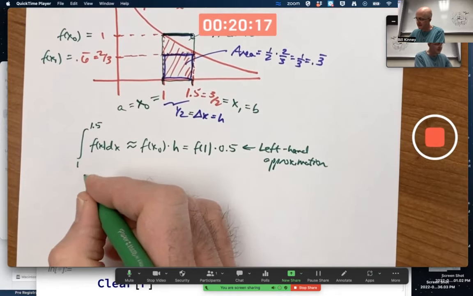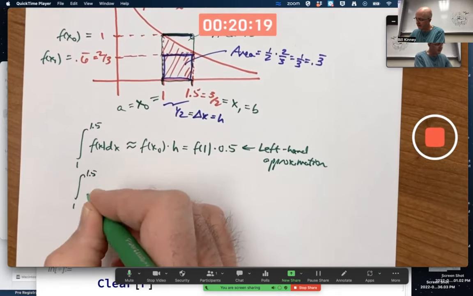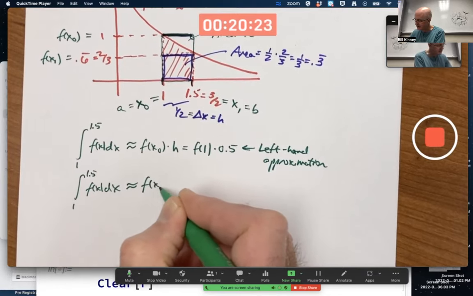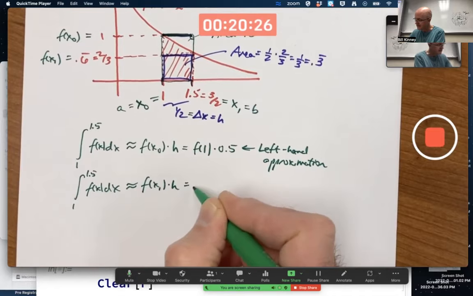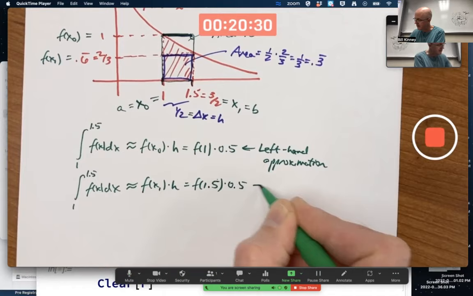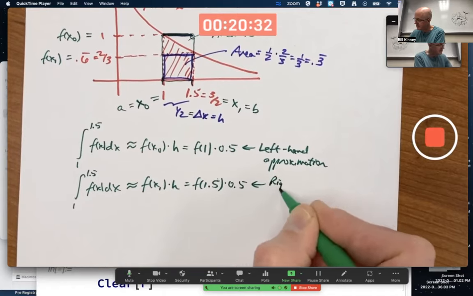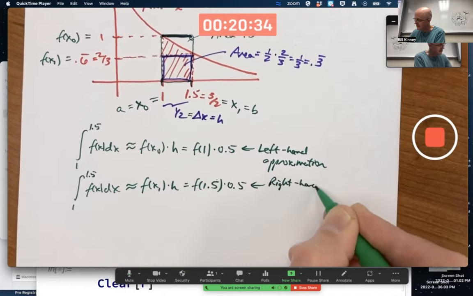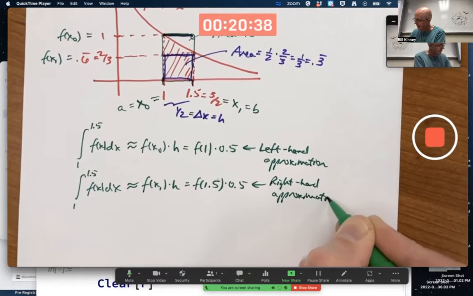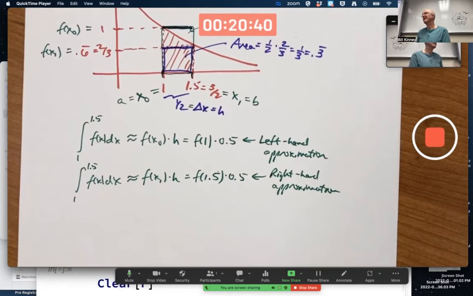I could also say the integral from 1 to 1.5 of f of x is approximately f of x1 times h, which in this case is f of 1.5 times 0.5. You could call that a right-hand approximation. Okay, it's pretty simple. What I'm about to do is a little harder.